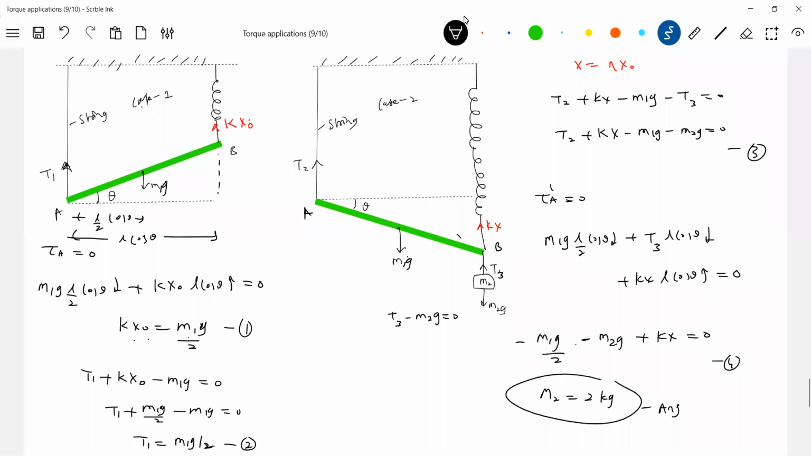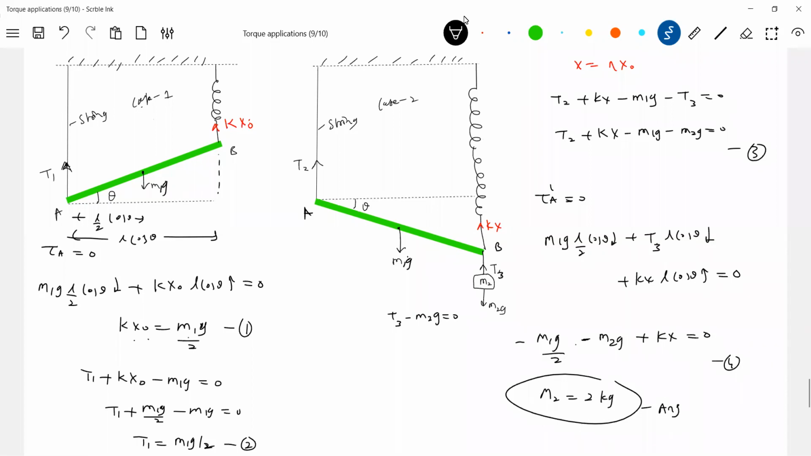Tomorrow we'll take problems where the force will be acting throughout the length of the rod. Then how will the torques come? Because these things will help you next when you go for the electricity and magnetism chapter, where forces of that nature will come, or when you go for fluid mechanics. So we'll explore such other types of forces. All these are like the force acts at one point. m1g will act at one particular point.